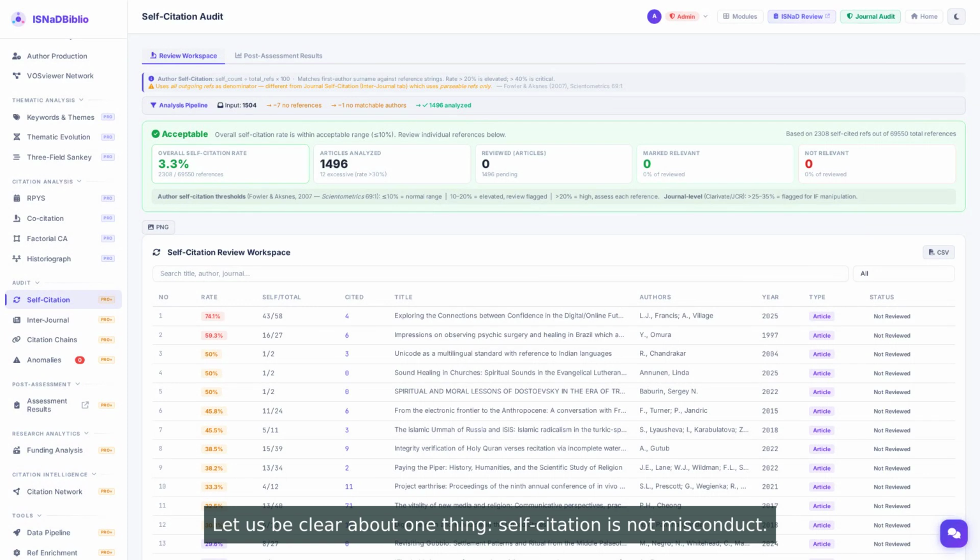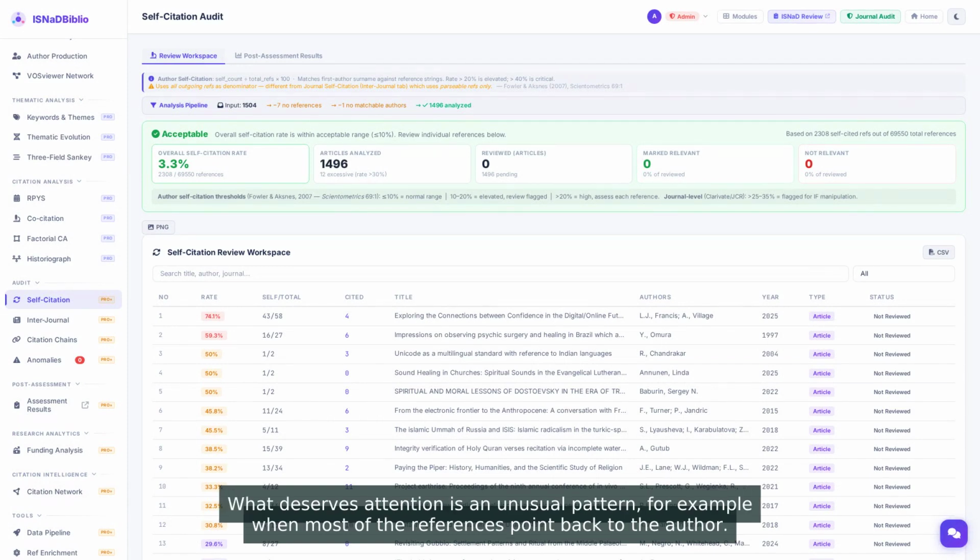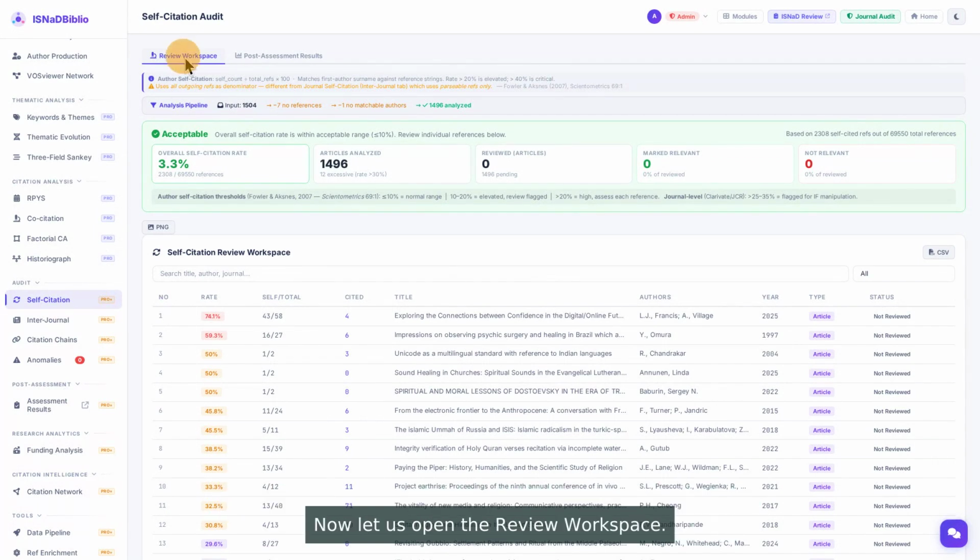Let us be clear about one thing. Self-citation is not misconduct. A researcher who has worked on a single topic for years will naturally refer back to their own work. What deserves attention is an unusual pattern, for example, when most of the references point back to the author. Now, let us open the Review Workspace.